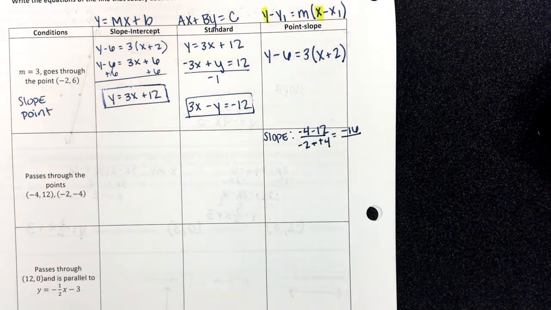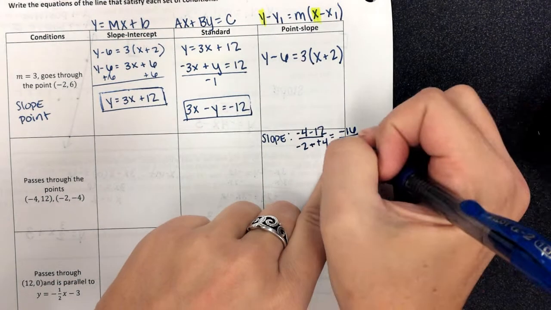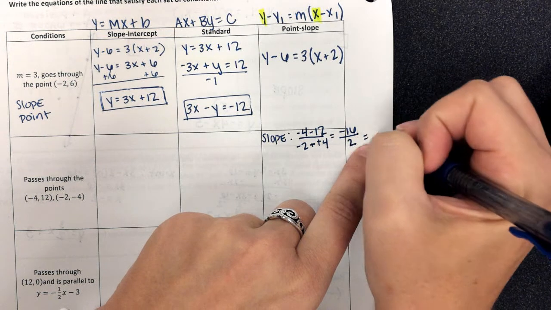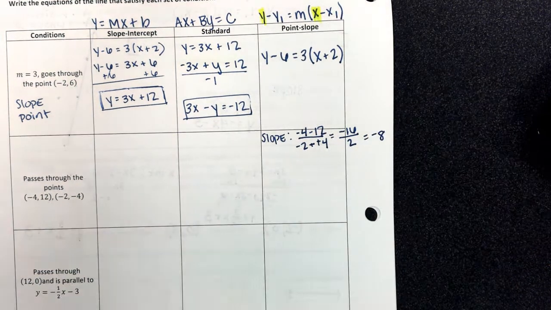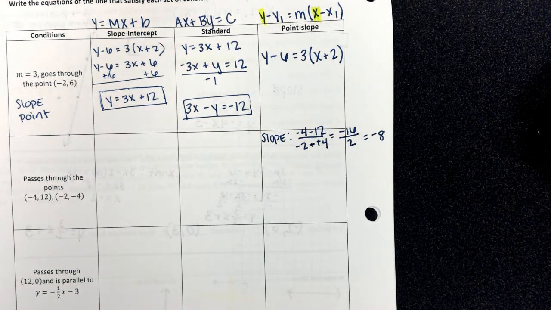Positive. So what's negative 2 plus 4? 2. So what will my slope be? Negative 8. Okay. So my slope will be negative 8.